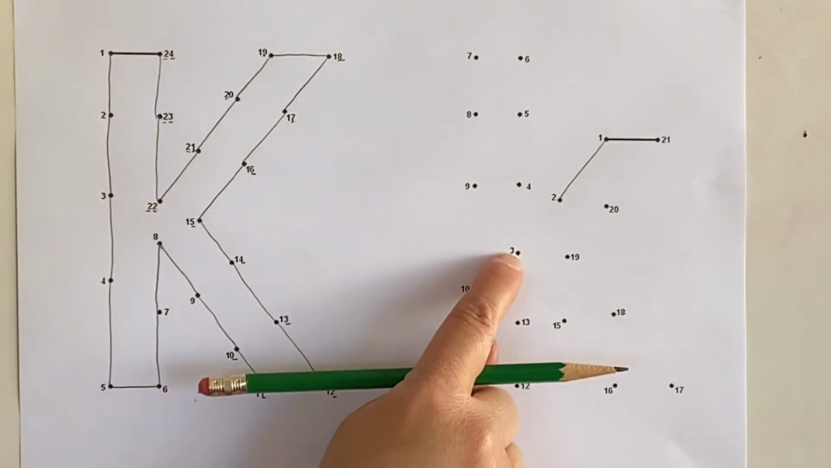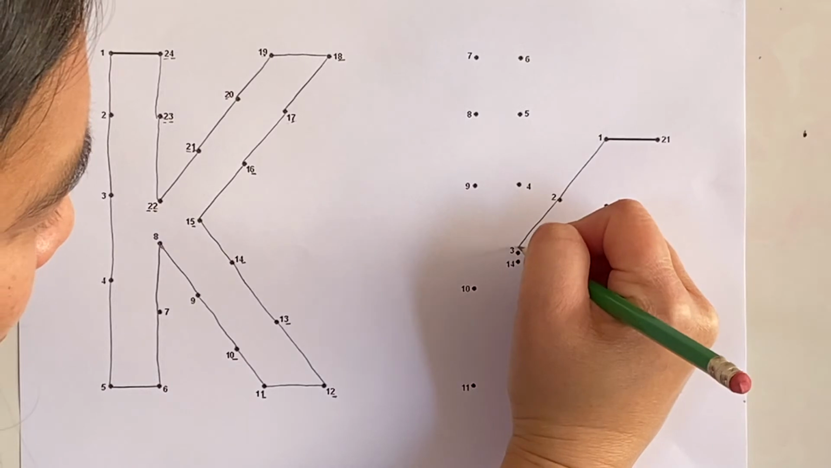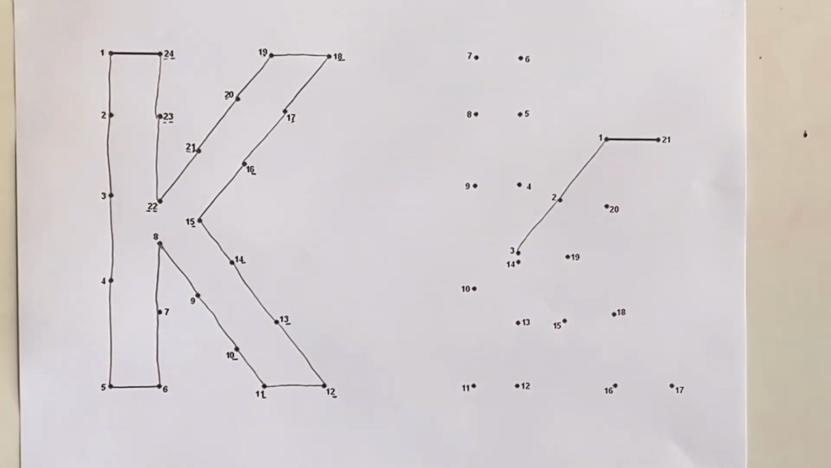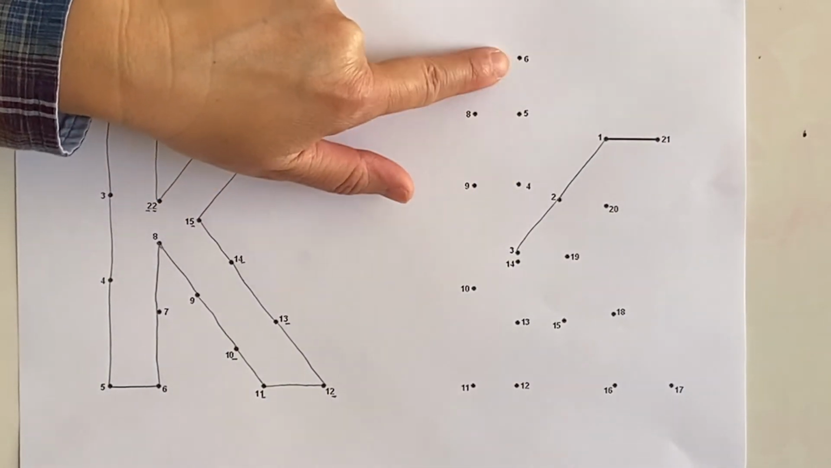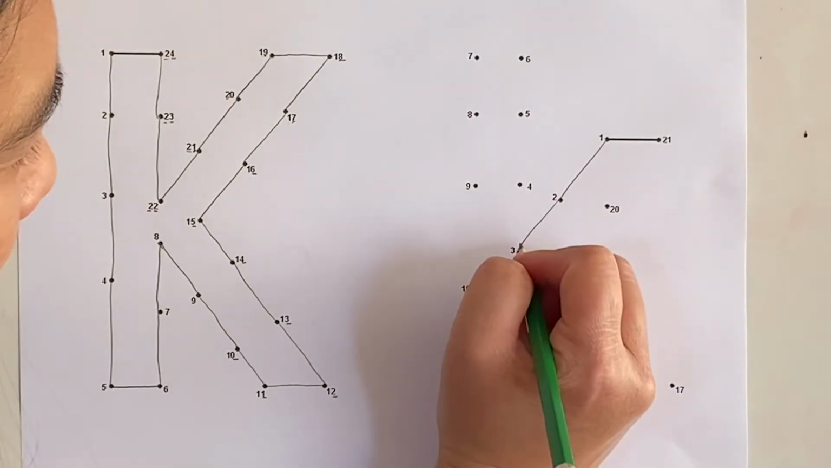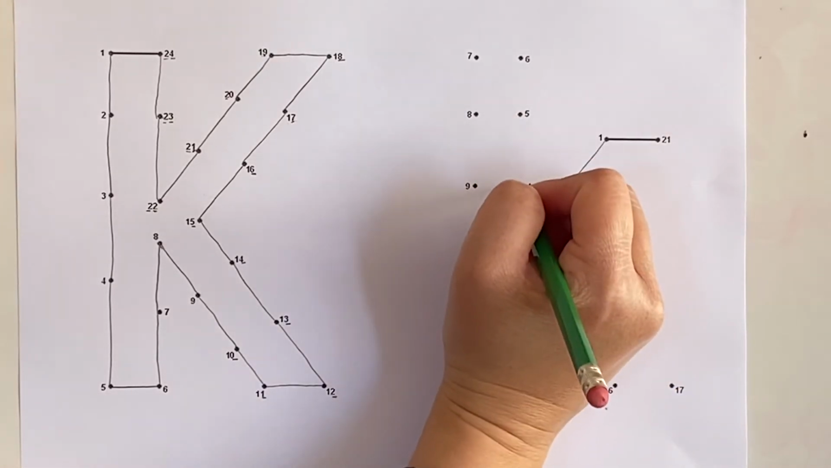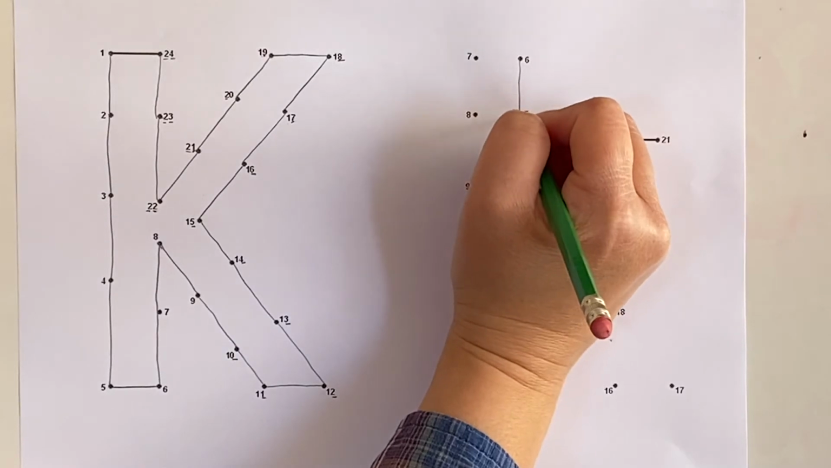Oh, I found a 3 right here. Okay, so we're gonna have to connect it. 3. 1, 2, 3. Count up. 4, 5, 6. So 3, I need to look for 4. I see 4, I see 5, I see 6. They're all in a row going straight up. So 3 to 4, 4 to 5, and 5 to 6.